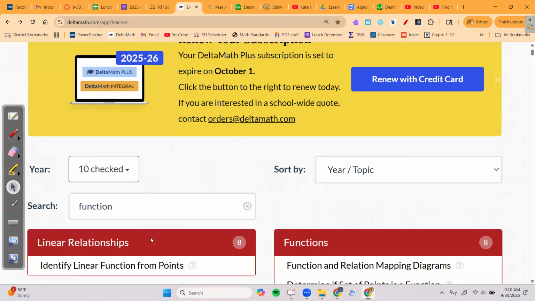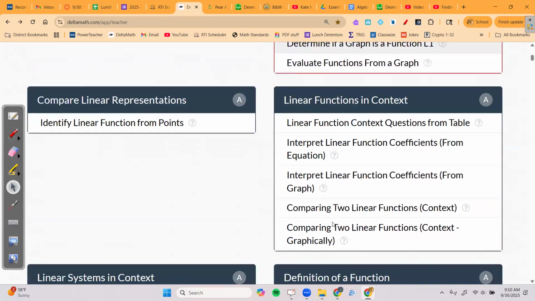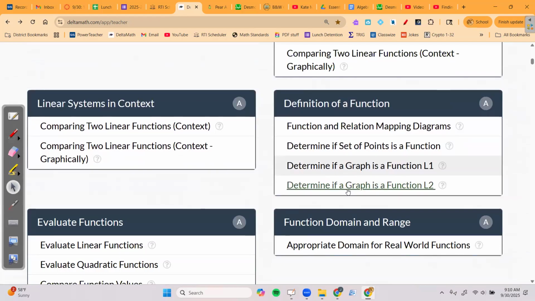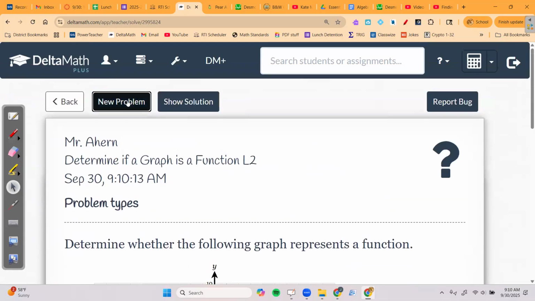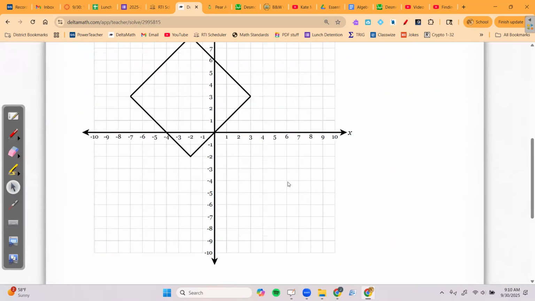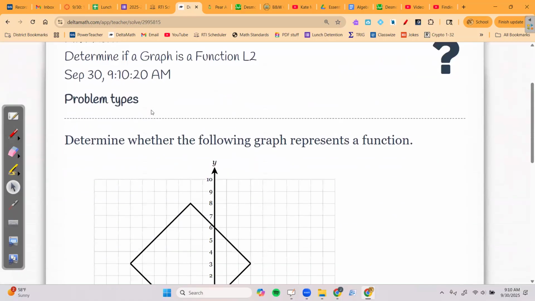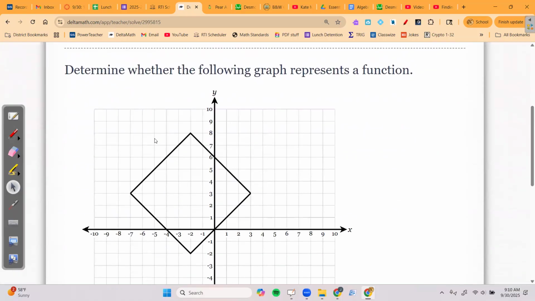There's also going to be a level 2. I don't exactly know what that means, but let's take a look at some of these. Is this a function? Yes, it is. Good. Is this a function? It is not. If you said yes, I have failed you in this lesson.